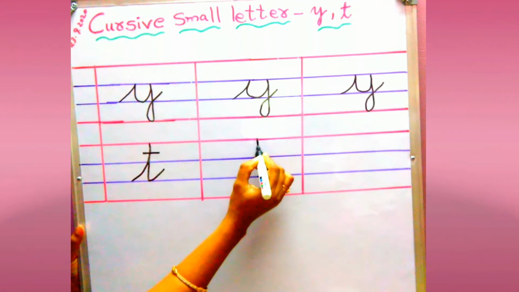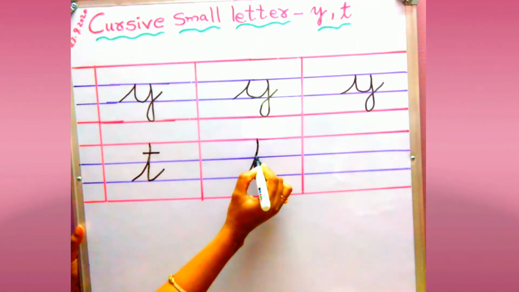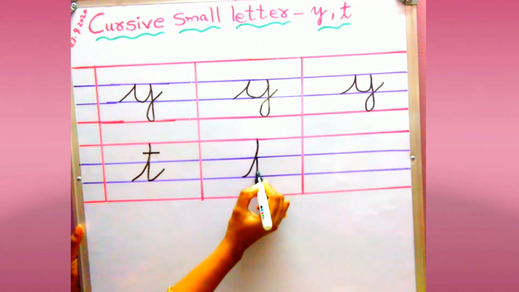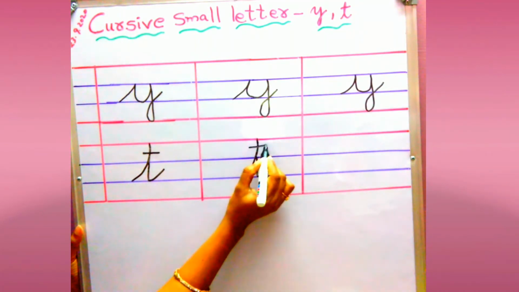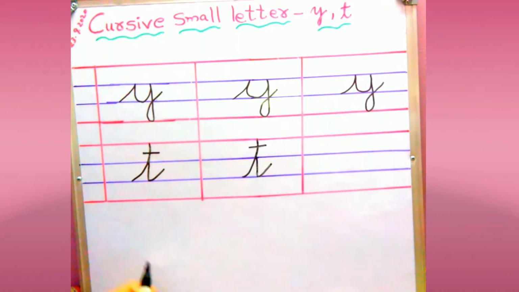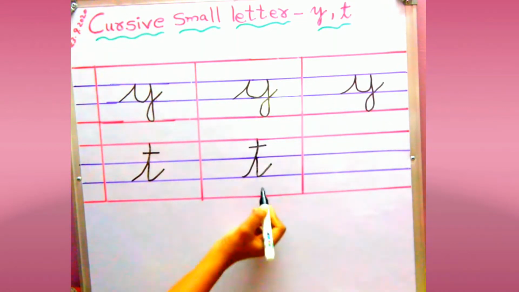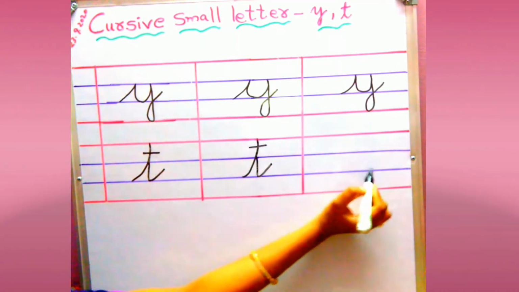Again, come on the same slanting line up to the first blue line and draw a standing line, touch the second blue line, then a slanting line and a small sleeping line makes the letter T. Once again I will show you, children.